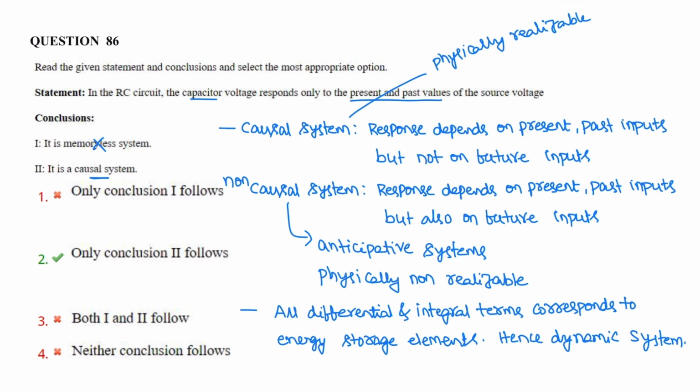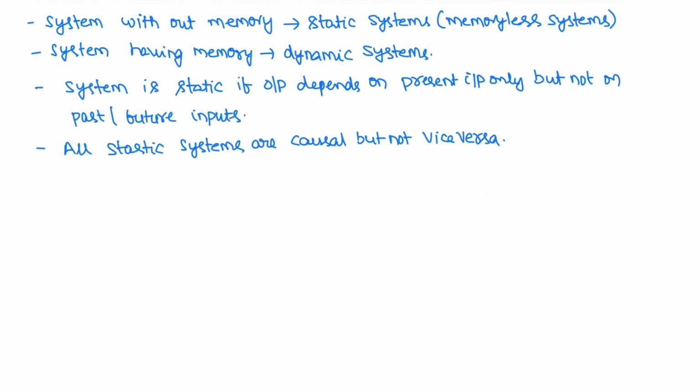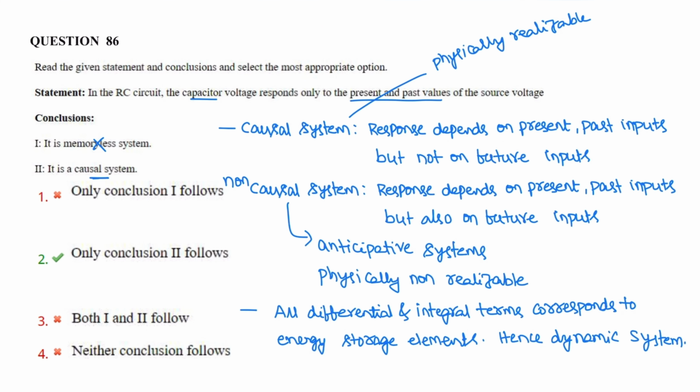So there is a capacitor. The inductor means differential term, and the capacitor means integral term, and these terms correspond to energy storage elements. It is a dynamic system. Dynamic systems are systems having memory. Static systems mean systems without memory, that is memoryless systems. A system is static if the output depends on the present input only, but not on past and future inputs. All static systems are causal, but not vice versa. So for the given statement, conclusion 2 follows. Conclusion 1 is wrong and conclusion 2 follows.